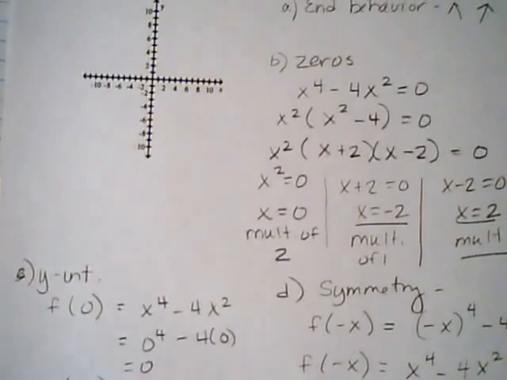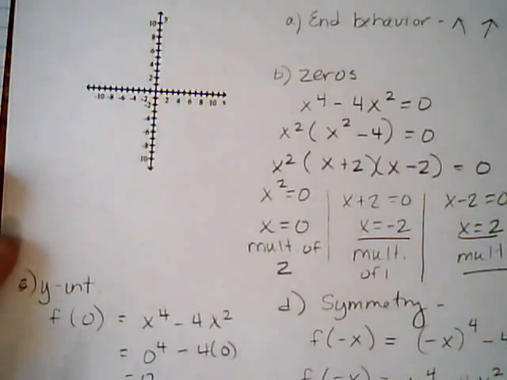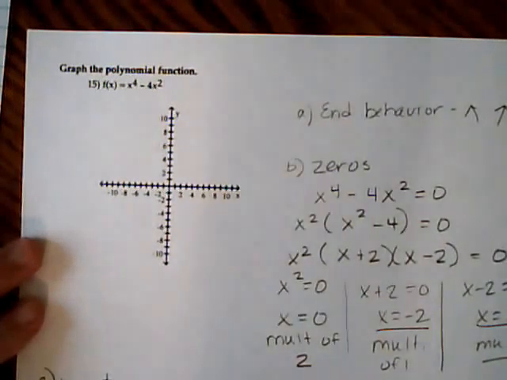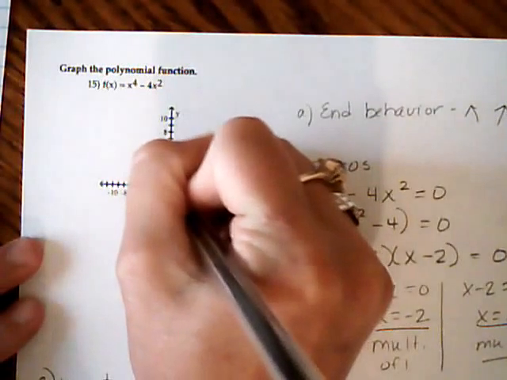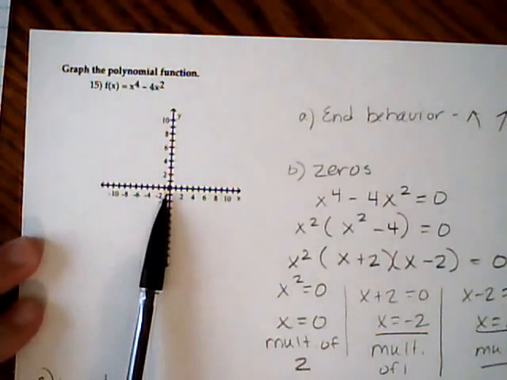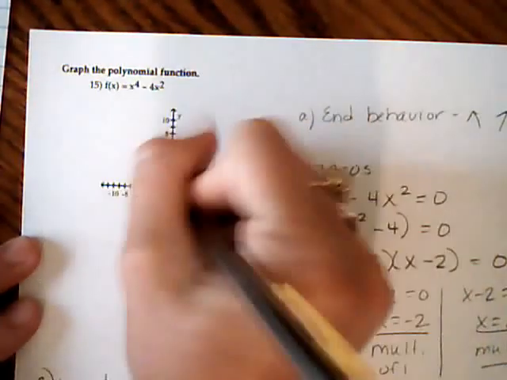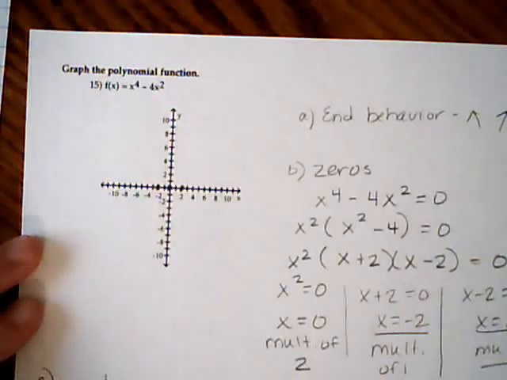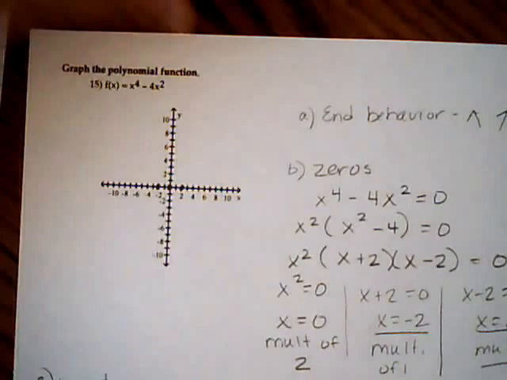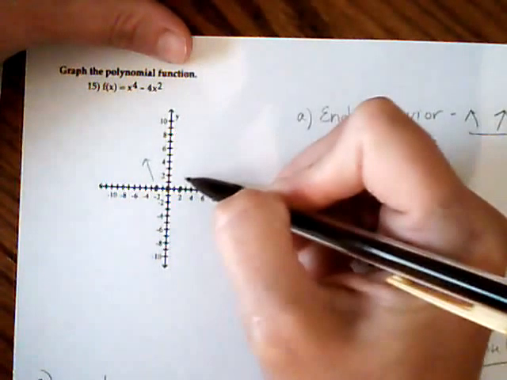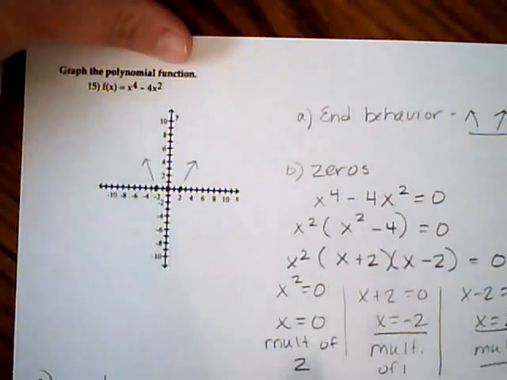So that means you would plot your y-intercept first, which is (0, 0). Then I would plot my zeros. We already have x equals 0 plotted. x equals negative 2, and x equals positive 2. Okay, so I know those 3 points are on my graph. Now I want to look at end behavior. Both rising to the right and rising to the left, and the multiplicity.